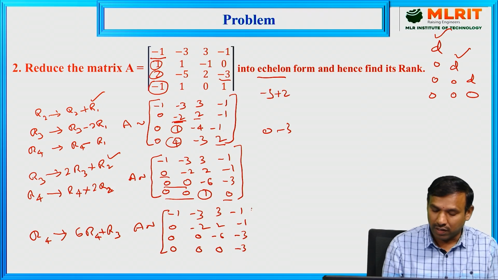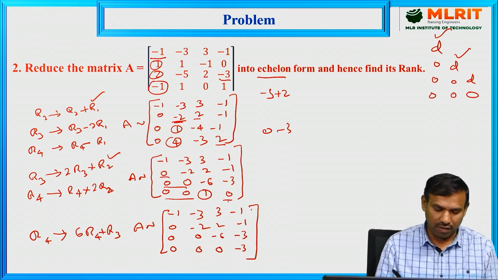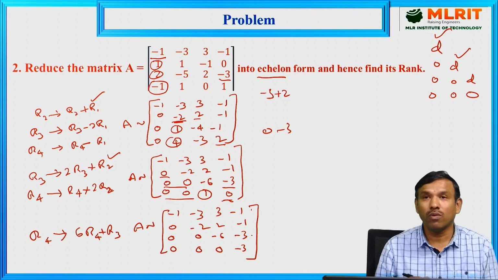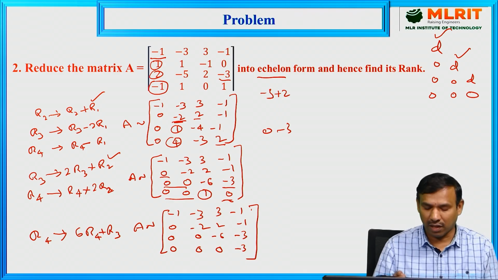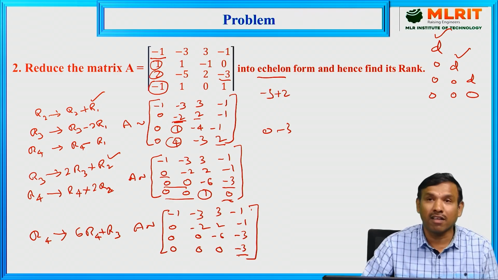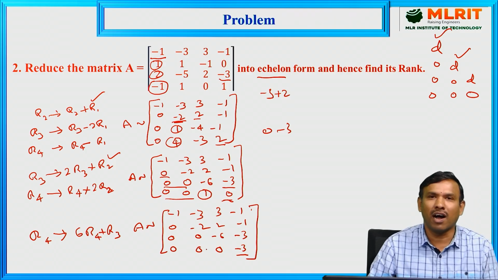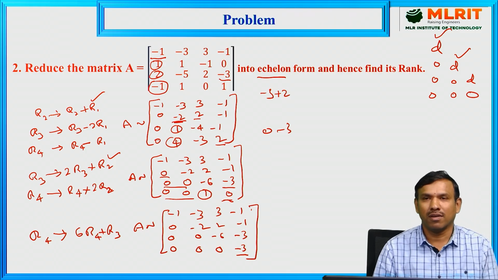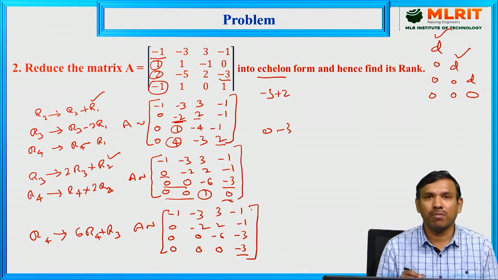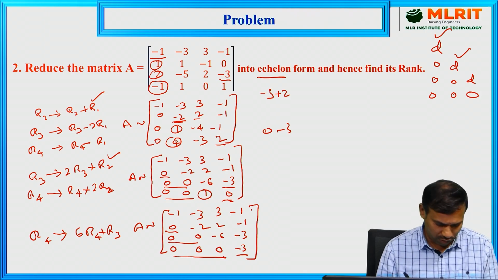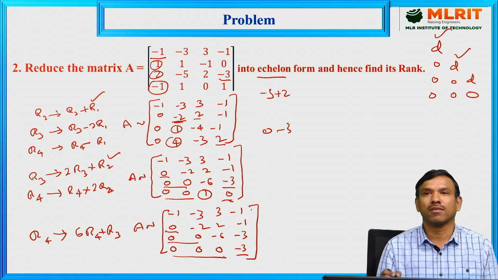Some students will write this one as 0. No. See, here 6R4 is 0, minus R3. 0 minus 3, minus 3. Now let me check. Can we make this element 0 further? If you try to make this last element 0, all these above elements will come down here. So further we can't make any row 0. So is it in echelon form? Let's check. Here 1 zero, here 2 zeros, and here 3 zeros. The number of zeros is clearly increasing. So it is in echelon form.